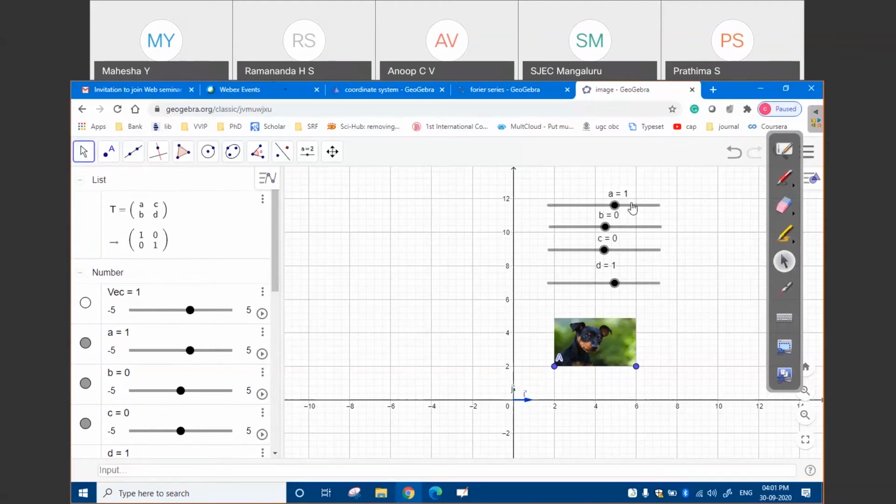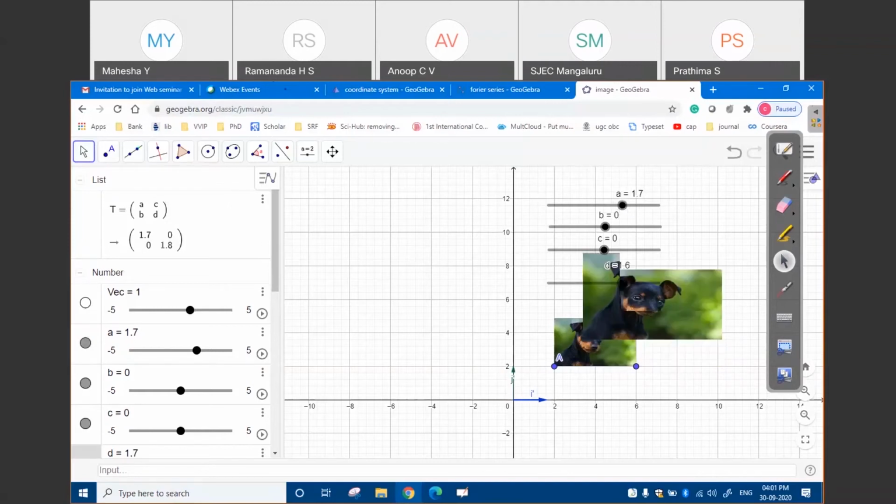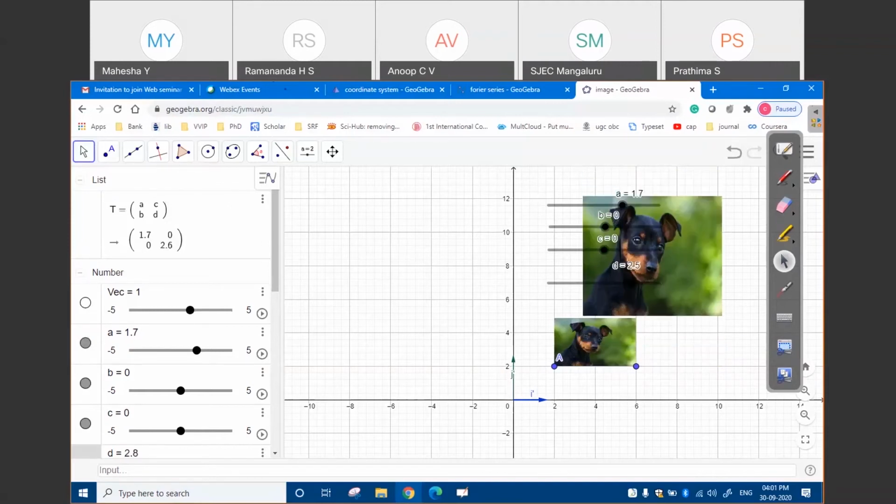If I change the value of A here, I can see that the vector I is transformed. The length of the vector I is changing, which means the horizontal width of the image is increasing. Similarly, if I change the value of D here, you can see the length of the vector J is changing, because J is the second unit vector which we are using. So J changes here.